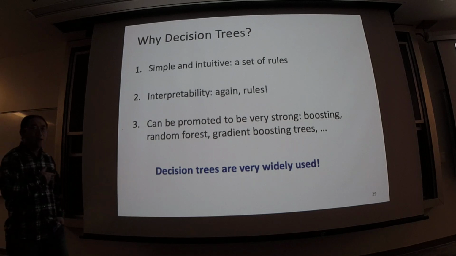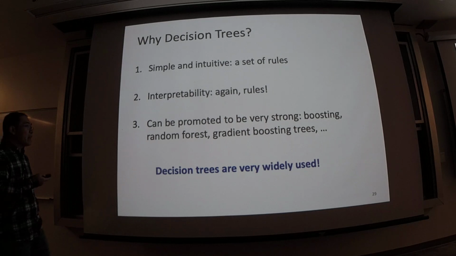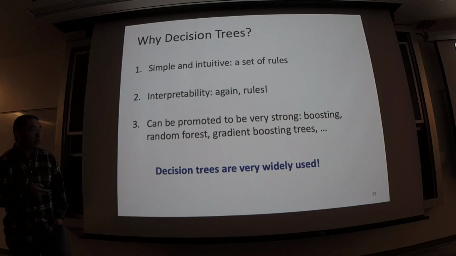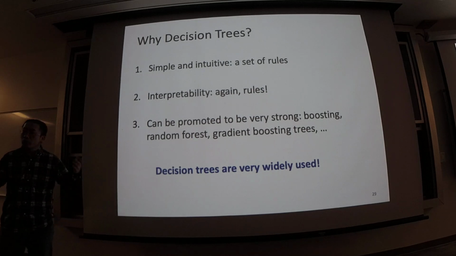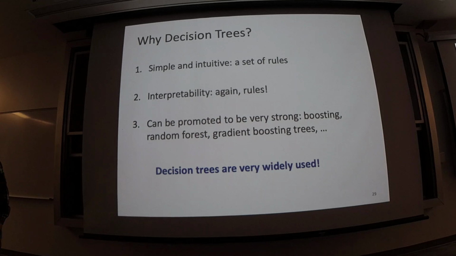And third, don't look down upon decision trees. Although they were invented 30 years ago, they are very widely used and can be further promoted to be very, very strong. This is called ensemble learning, like boosting, random forest, gradient boosting trees. They are like the standard, the first choice in many applications. Decision trees are very widely used.